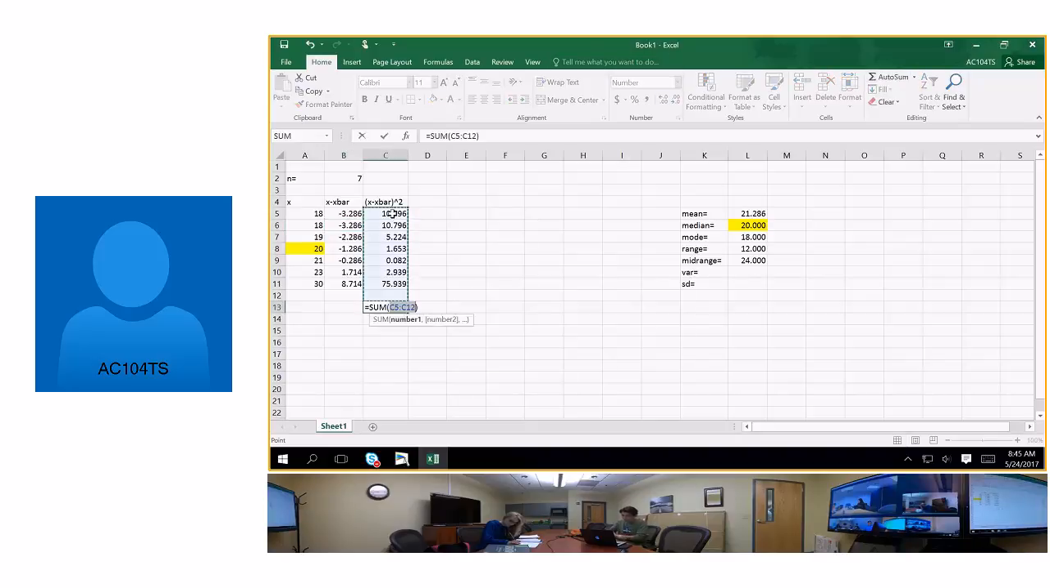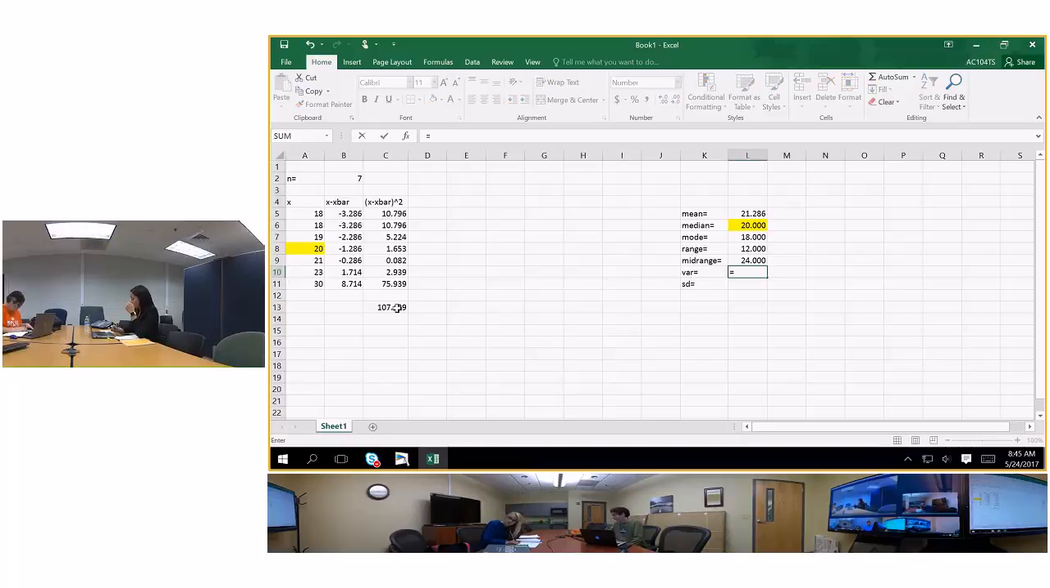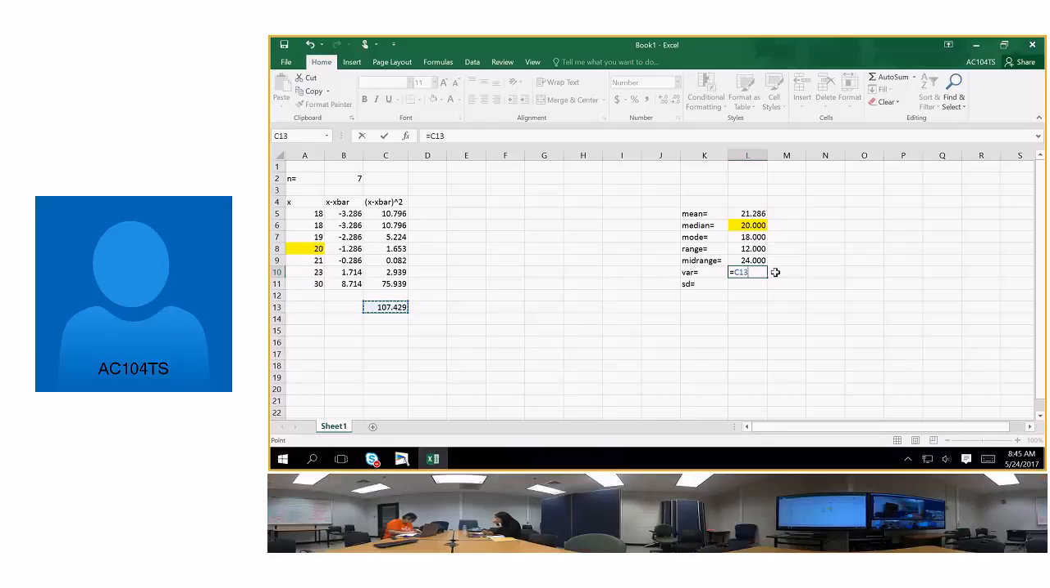Now you're going to add those up. And that is your numerator for your variance and your standard deviation. So that number divided by n minus 1. And there's your variance.